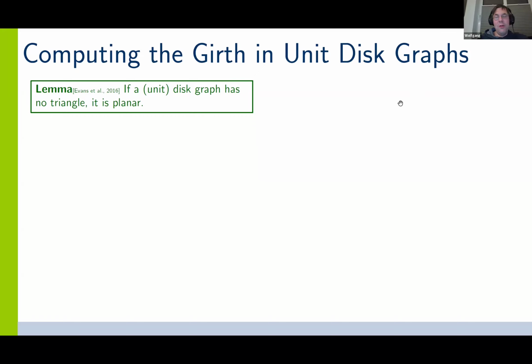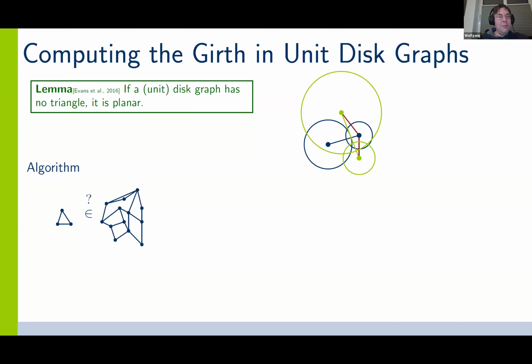So here it is again visualized. Now, how do we do it? First we use just our result for checking whether there's a triangle in this graph. If yes, then we know that the girth will be 3. Otherwise, we still have this abstract graph, and we know this abstract graph does not have a triangle, and it may be a unit disk graph or it may not be, but so far we have not discovered that it's not a unit disk graph.